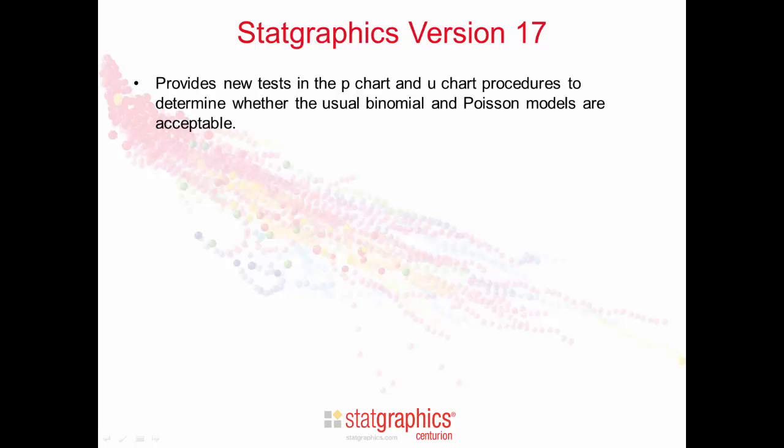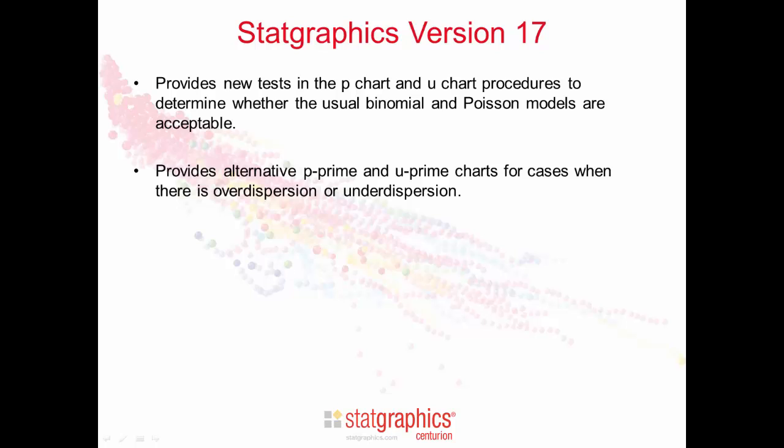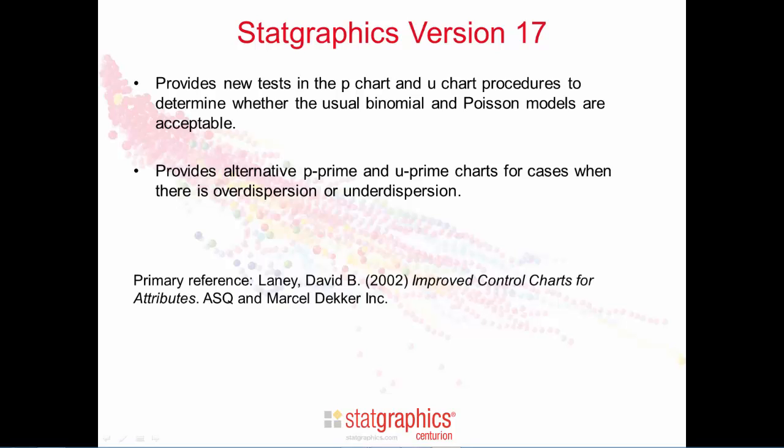Statgraphics version 17 provides new tests in the P chart and U chart procedures to determine whether the usual binomial and Poisson models are acceptable. If not, it provides alternative P' and U' charts to handle either overdispersion or underdispersion. The P' and U' charts are often called Laney control charts after David Laney, who first talked about them in his text, Improved Control Charts for Attributes.